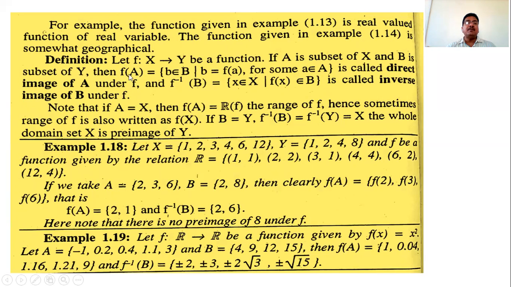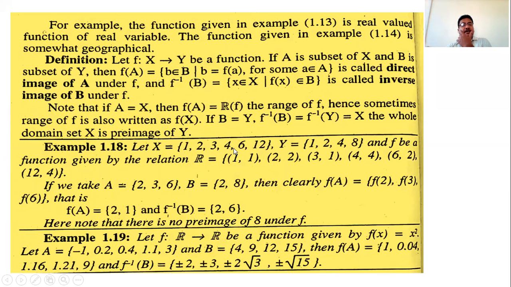That is the image of all elements from the set A. This is a subset of the codomain, that is, the elements y from the codomain such that they are images of some element. The images of all elements from A are denoted by f(A), and the pre-images of all elements in B are denoted by f inverse B. So this is the inverse image of B.